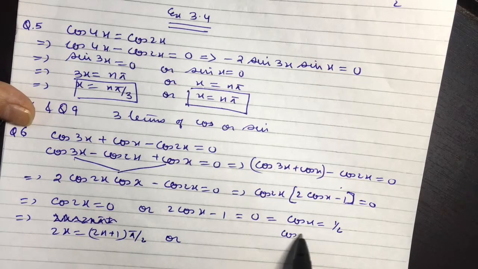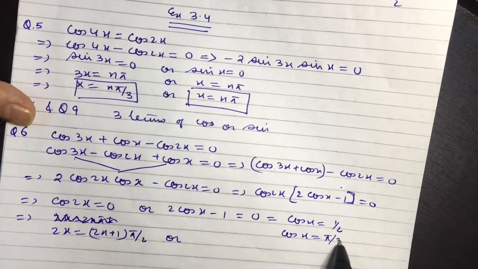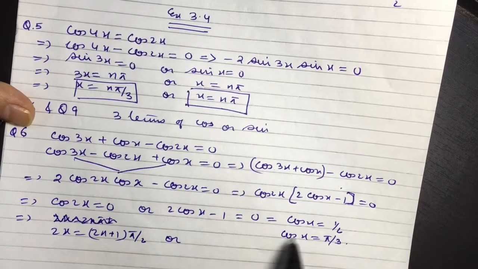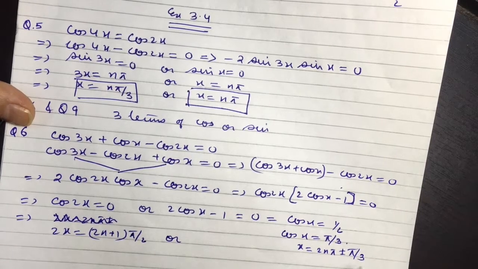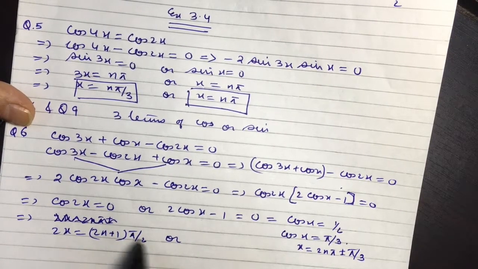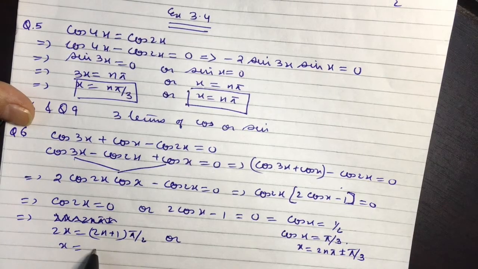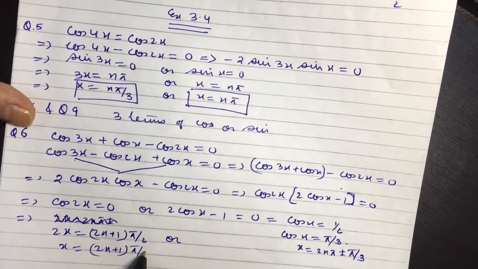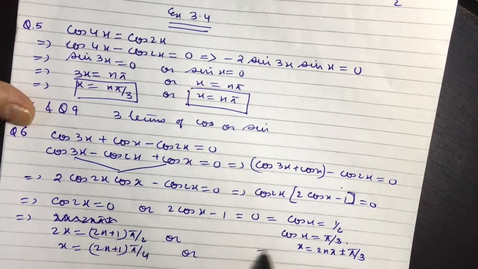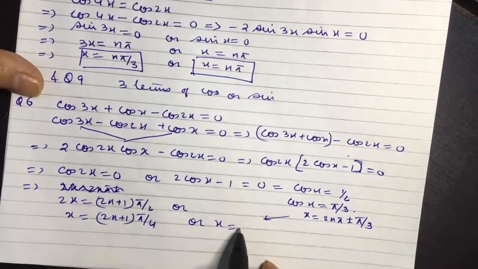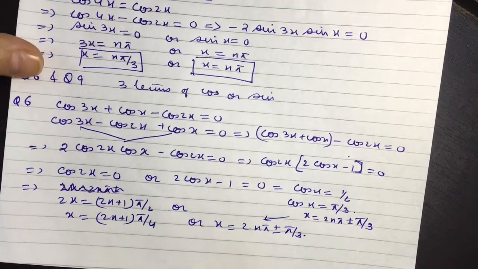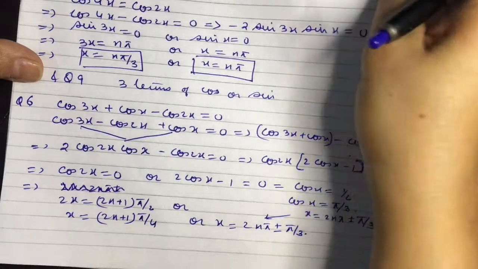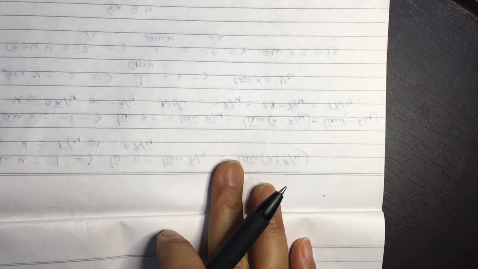So cos x equal to cos pi by 3, and this gives us x equal to 2n pi plus minus pi by 3. So we have, this gives us x equal to (2n plus 1) pi by 4, or this gives us 2n pi plus minus pi by 3. So these are the two results which we have. Okay, now same way you can do the remaining questions of exercise 3.4.